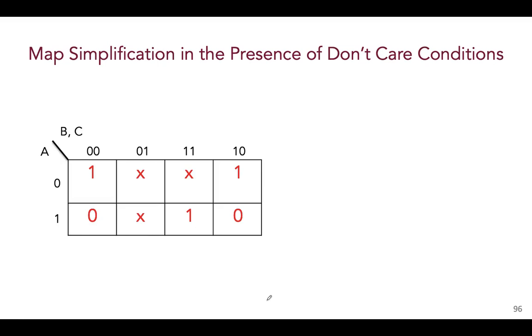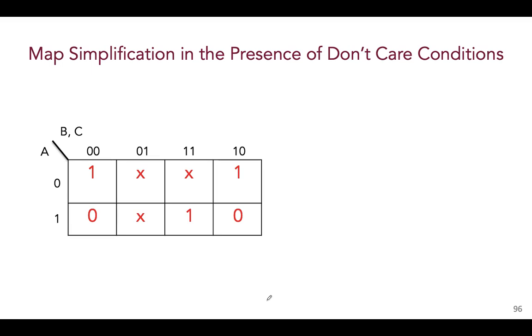The process of simplifying K-maps with don't care conditions is very simple. We simply consider these X's to be 1s, because we don't care if it is 0 or 1. According to our needs, we can consider this X to be a 0 or a 1. So if you're simplifying a K-map in SOP form, where we group the 1s together, we'll pretend that these X's are 1s.